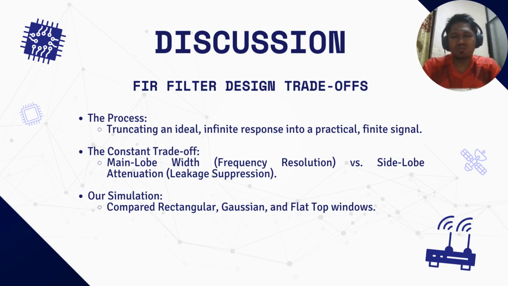The choice of window or window function is critical in FIR filter design because an ideal impulse response is infinite. We must use a window to truncate it into a practical finite signal. However, this process forces us to make a constant trade-off between main lobe width, which gives us frequency resolution, and side lobe attenuation, which suppresses leakage. In our simulation, we compared the rectangular, Gaussian, and flat-top windows to see exactly how this trade-off works.